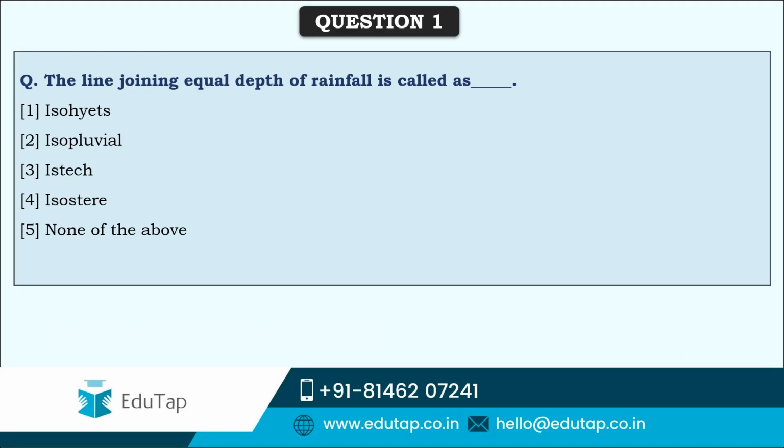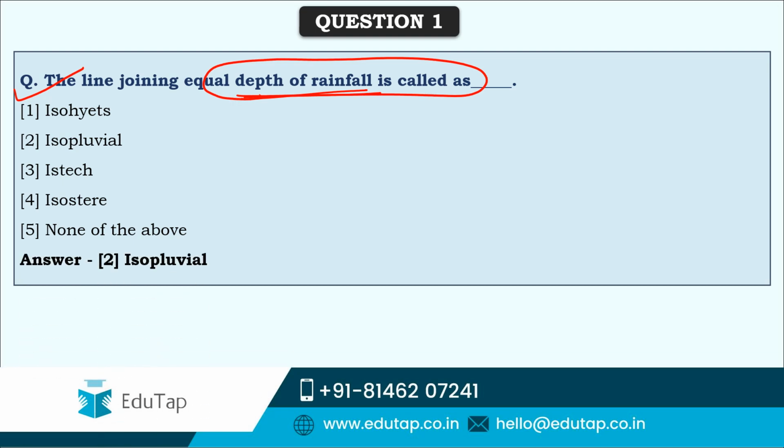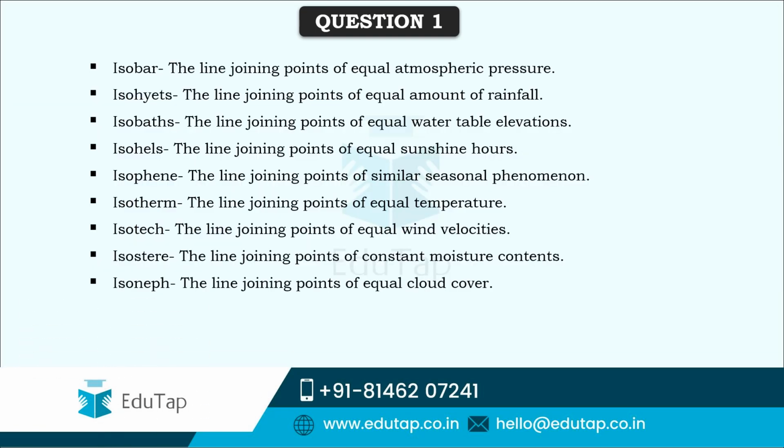So friends, here comes the first question, and the question says the line joining equal depth of rainfall is called as. See, on the globe, when you draw a line that joins equal depth of rainfall, then that particular line is called as isopluvial. And as you can see, these are the ones based on various factors of weather and climate, these are formed.